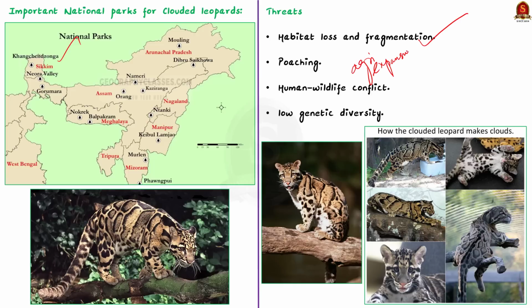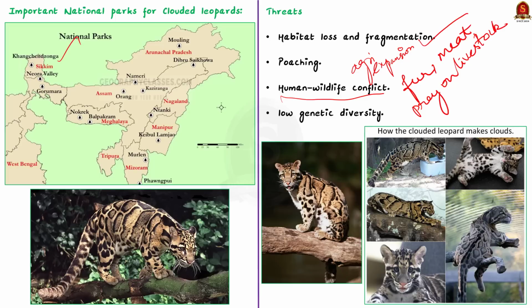Clouded leopards are hunted for their fur, which is used to make coats and other garments. They are also hunted for their meat, which is considered a delicacy in some cultures. Another important problem is human-wildlife conflict. Clouded leopards sometimes prey on livestock, which can lead them to being killed by farmers. They may also be killed in retaliation for attacks on humans.